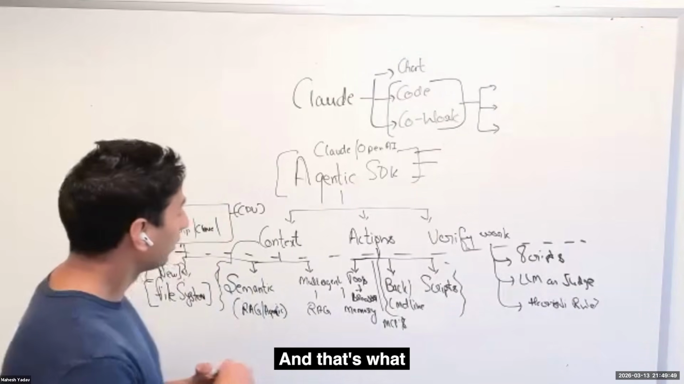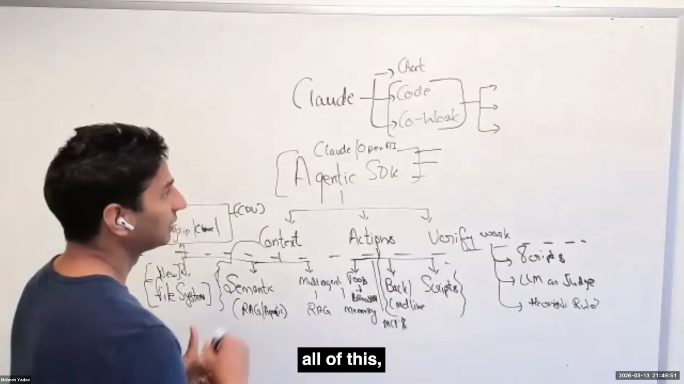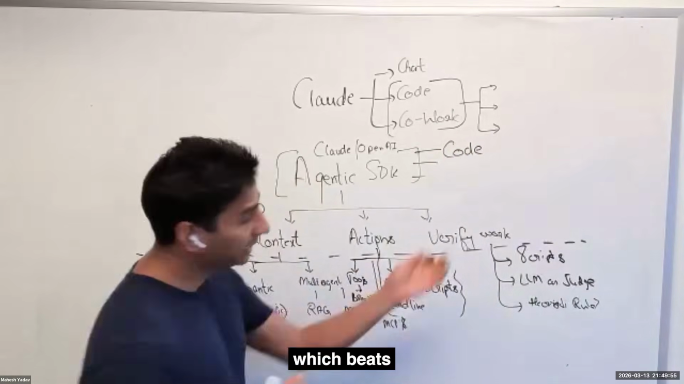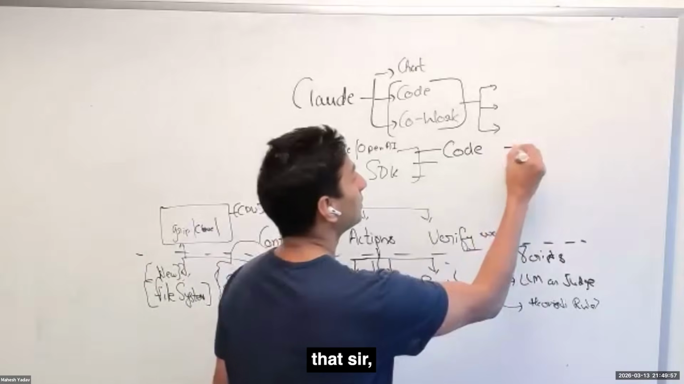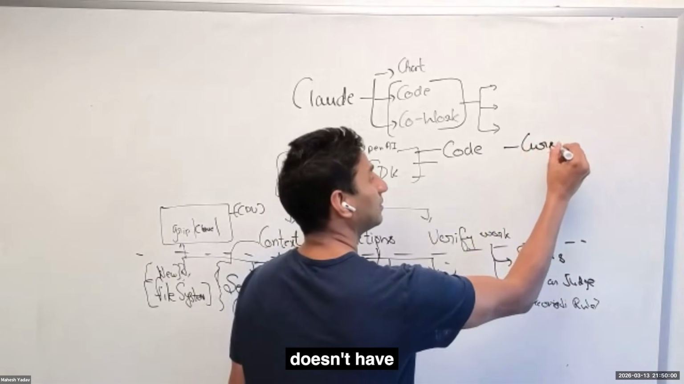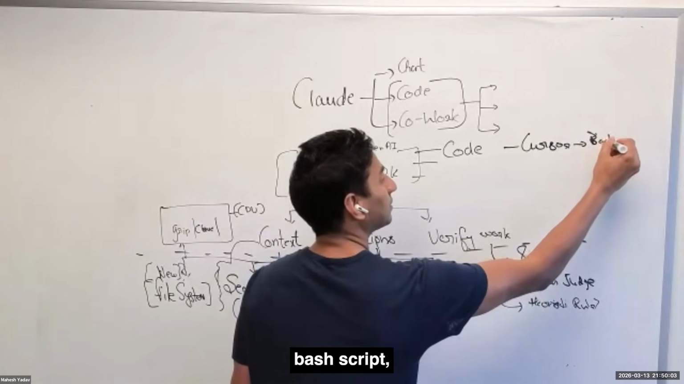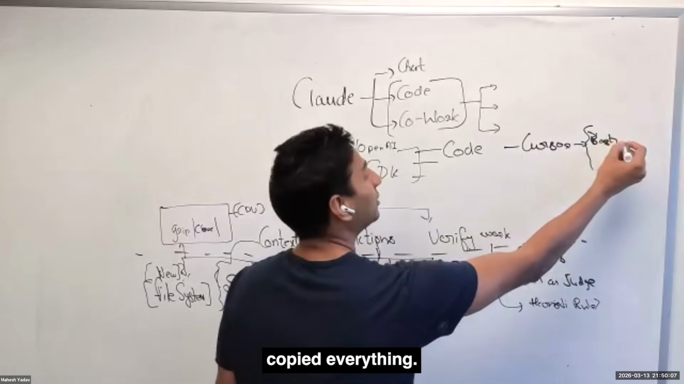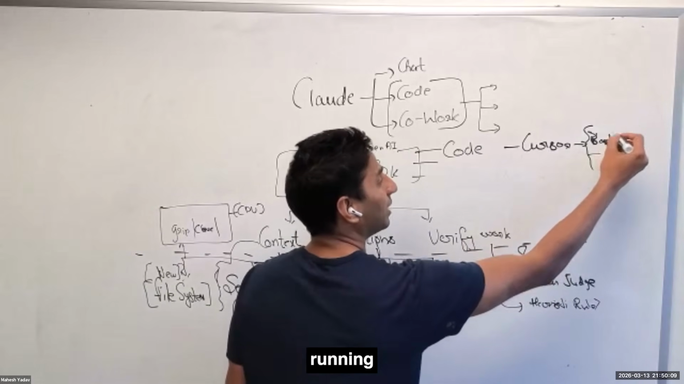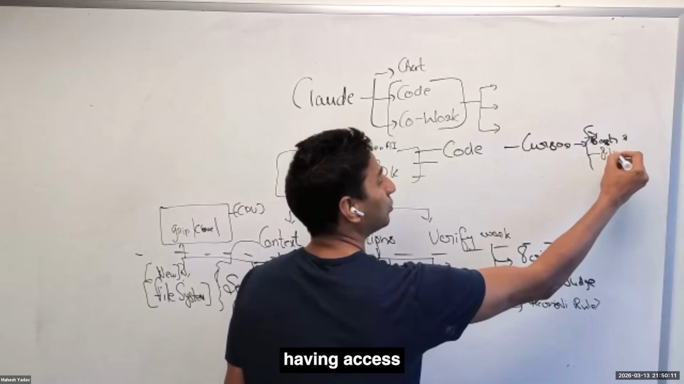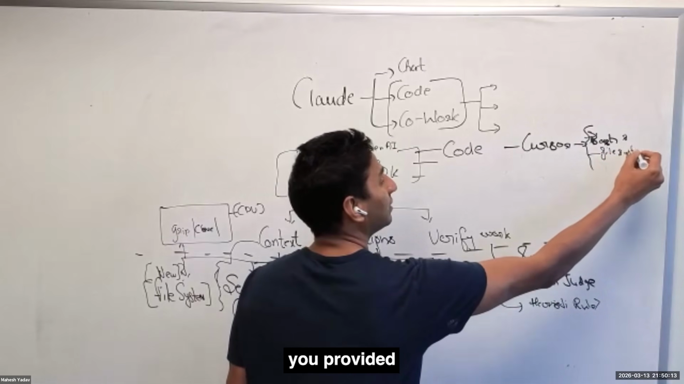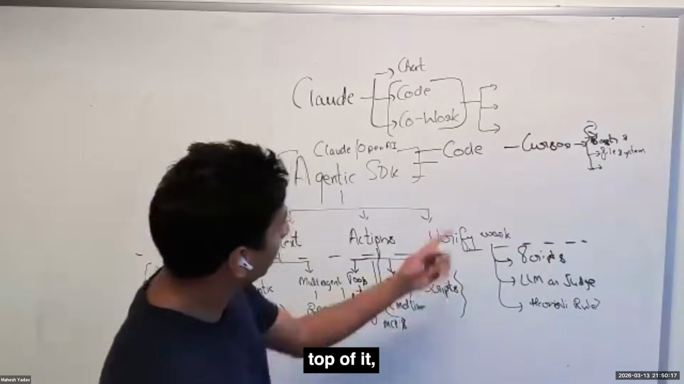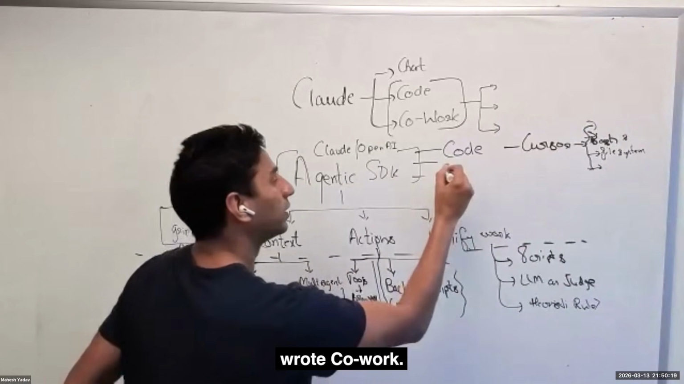If you have all of this, then you can build a tool like Claude Code, which beats Cursor, because Cursor doesn't have access to your bash scripts. Means at least at that time it didn't. Now they also copied everything. So bash scripts, running command line, having access to your file system beyond what you provided. And then on top of it, somebody wrote Co-Work.